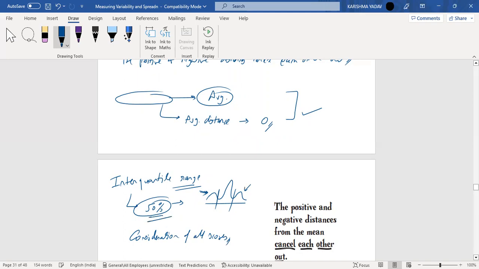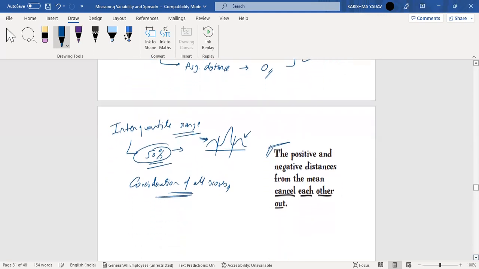And for the consideration of the score, for the consistency of the players, we need to consider all the scores. So we are trying to find a way to get better variability and better consistency of the player. We have taken out the concept of the average distances, but the average distances cancel each other out, and the resultant is 0. The positive and negative distances from the mean cancel each other out, right? This is the note point here.